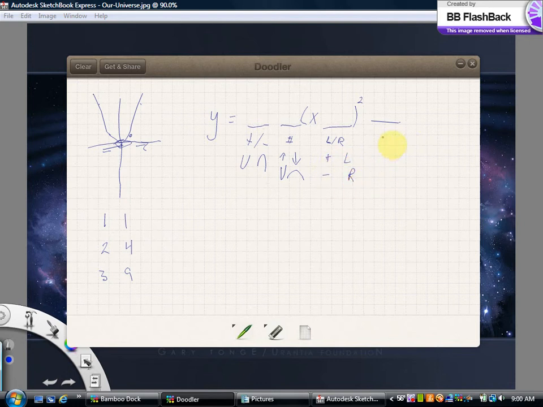And then this number is our up or down. Okay, this one's starting at the origin. It's not going up or down at all. So up is a positive number here. Down is a negative number here.